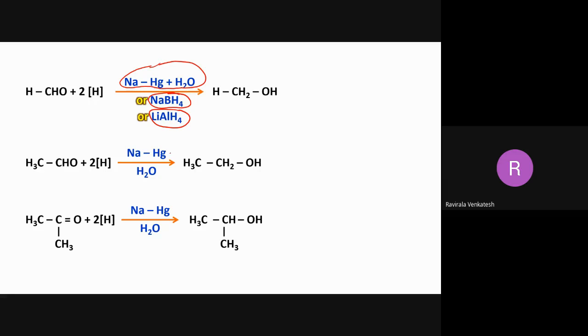Okay, same thing with sodium amalgam. What happens here? Break the pi bond, put hydrogen, put hydrogen. Here also CHO will convert into CH2OH. If you take aldehydes, what type of alcohol are you getting? Primary. If you take ketone, what are you getting here? Secondary alcohols. Understood here? Let me move to the next slide now.